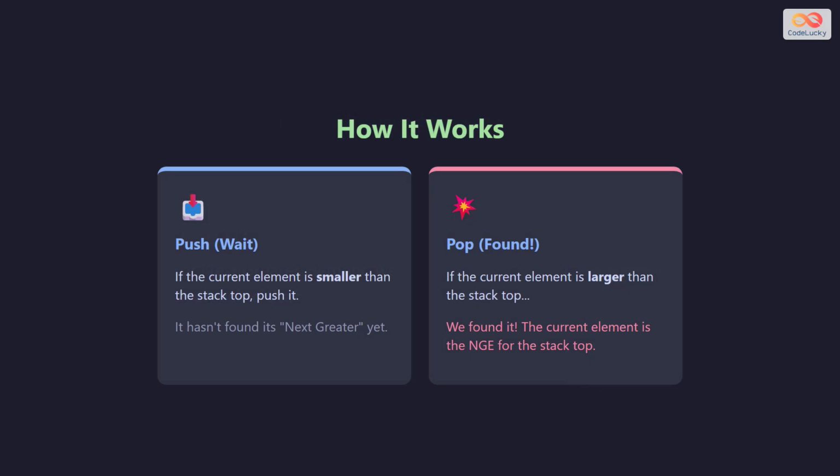Here is the logic. Think of the stack as a waiting room. When we encounter a new element, we check the waiting room. If the new element is smaller than the ones in the stack, we push it in. It has not found its next greater element yet. However, if the new element is larger than the people in the waiting room, it means we have found the answer for them. We pop them out and record the current element as their next greater value.